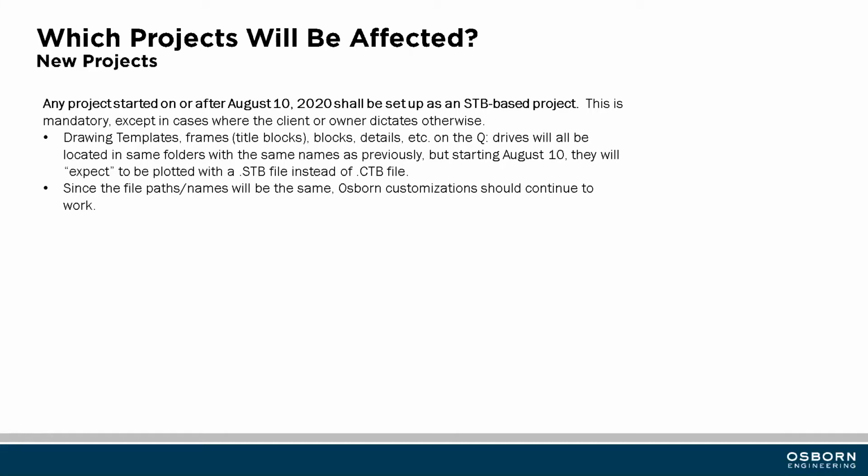And if you really, really need the CTB version, it's still going to be there, but it's going to be one level down in the directory structure. But for new projects, you're not going to be doing that. Sorry, I started talking about CTB-based projects there. For the new projects, you just use the files that you're used to using. It's just that now they're friendly toward STB plotting.